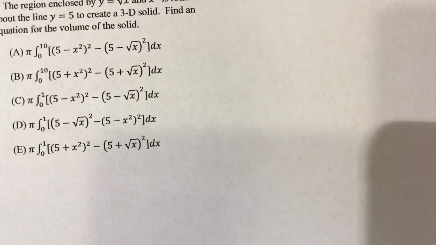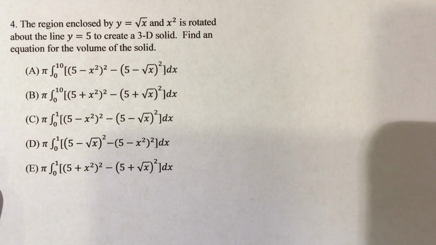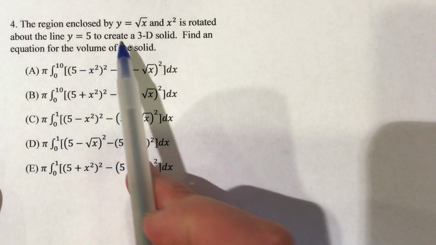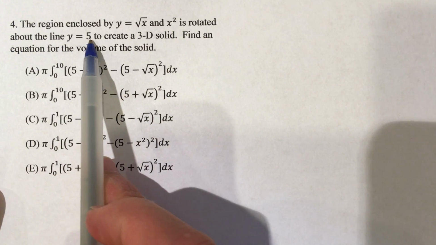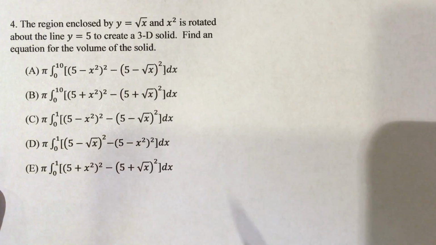All right, final question. Number 4. The region enclosed by y equals the square root of x and y equals x squared is rotated about the line y equals 5 to create a three-dimensional solid. Find an equation for the volume of the solid.